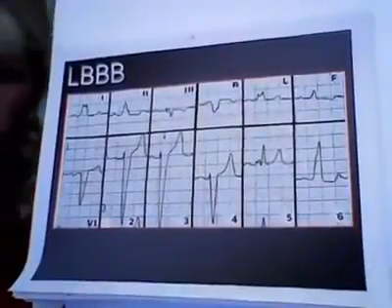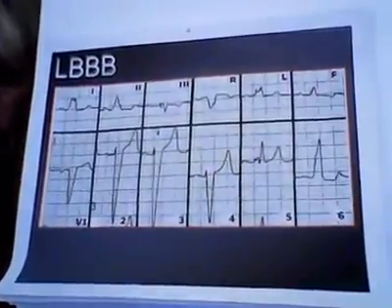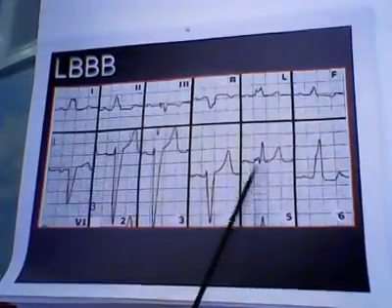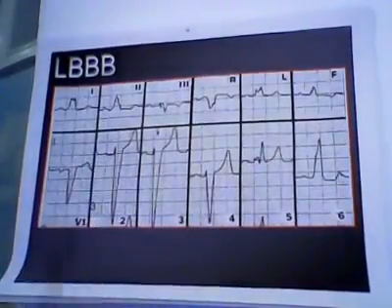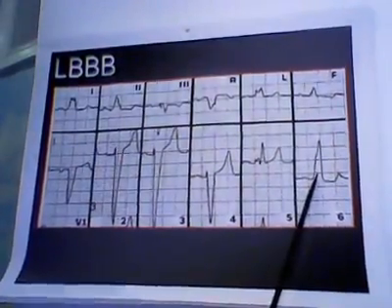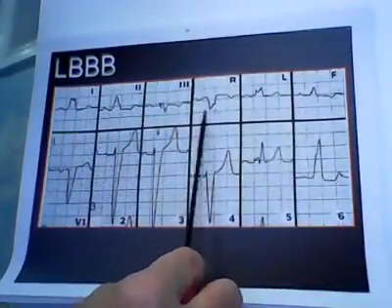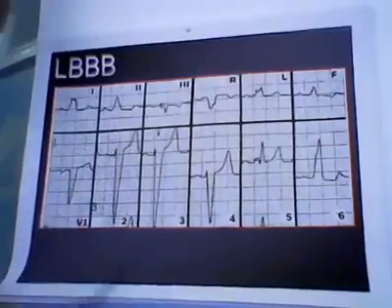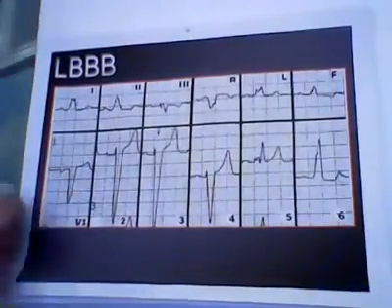Here we go. All my complexes are wide, right? Very wide complexes. But I'm up in V6 the way I'm supposed to be. Down in AVR the way I'm supposed to be. Very narrow R wave in V2. So this is just a plain old left bundle branch block.